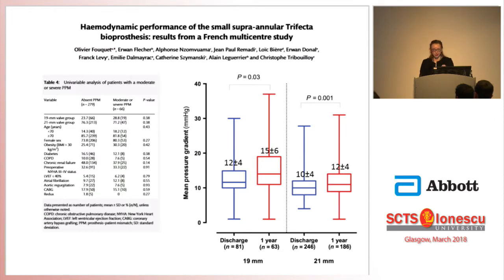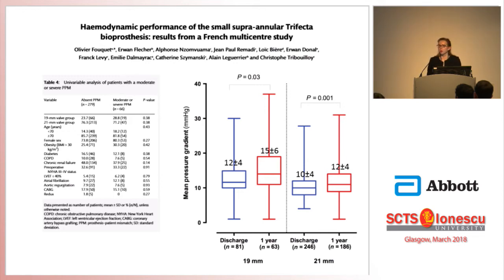And the last study to conclude focused on the small supra-annular Trifecta diameters. Patients were evaluated only at rest, at discharge and at 1 year. And you have here the evolution of the transvalvular pressure gradient from discharge to 1 year.